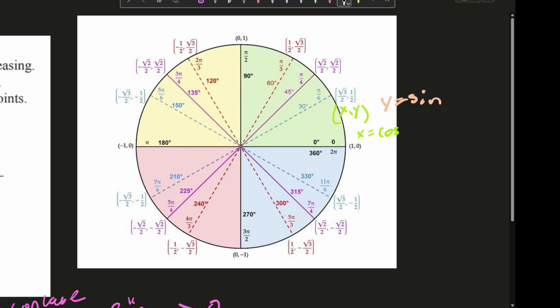And another way to interpret that is, this one particularly right here, that's 30 degrees or pi over 6. So cosine of pi over 6 is equal to the x coordinate of this ordered pair, which is root 3 over 2. And then sine of pi over 6 would be equal to the y coordinate of that ordered pair, it's 1/2.